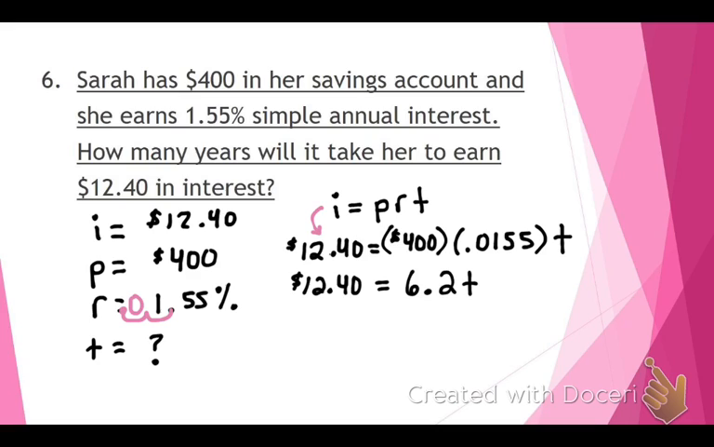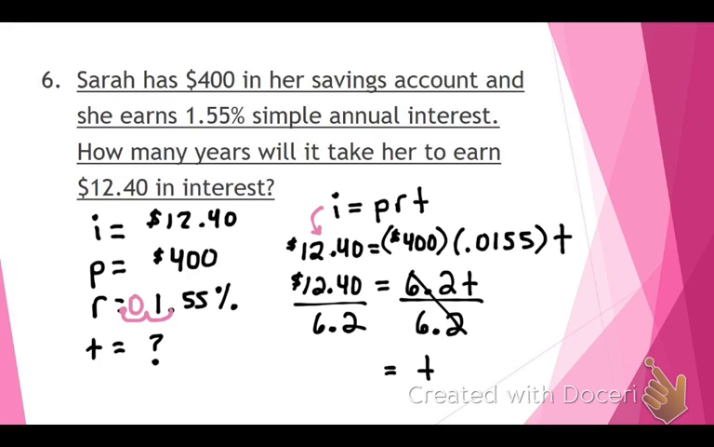Ashley, what do I do next? Divide what? Your goal is to get T by itself, so what should I do? Divide by 6.2. Good job. I get to divide by 6.2 on both sides. This cancels out. Plug it into your calculator to find out what the answer is.